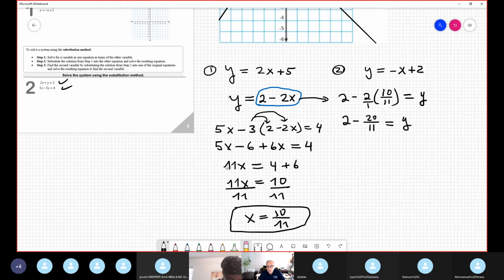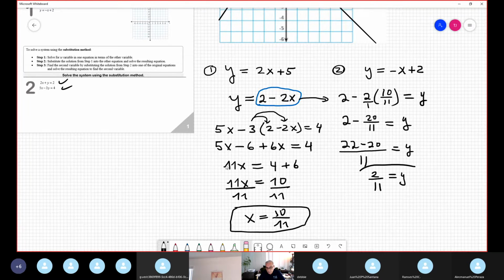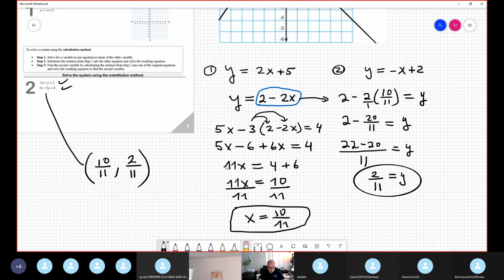Okay, the multiplication of fractions is too easy. You multiply numerator by numerator, denominator by denominator. No least common denominator. The least common denominator is needed when you need to combine two fractions or a fraction and a whole number. The least common denominator is obviously 11. It's the only one that we have in the denominator. 11 times 2 is 22. 22 minus 20 equals y. 22 minus 20 is 2 over 11, equal y. Now the solution for this system is 10 over 11, which is the x component, and 2 over 11, which is the y component. Done.